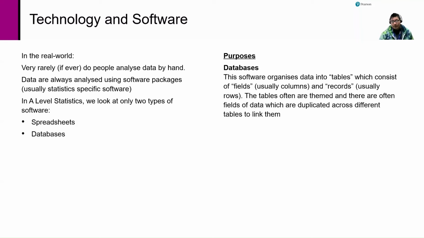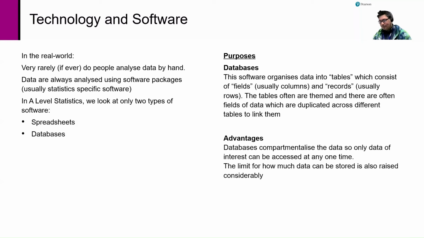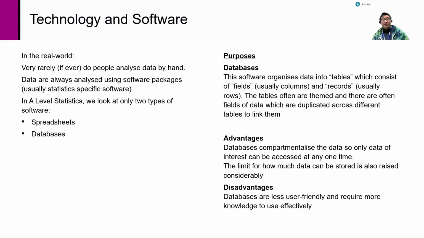A database, however, is slightly different. It organizes the data into tables, which are usually organized by fields and records. And these tables are often themed, and there are often fields of data that are duplicated across the tables. That's just a way to link the tables together. Now, the advantage of doing it this way is that you don't automatically open up all of those tables whenever you open up a database. All the data are compartmentalized into various different tables, and therefore the only limit to how much data can be stored is essentially how much storage space you've got on your hard drive. But the disadvantage is they are less user-friendly and they require more knowledge to be able to use effectively.